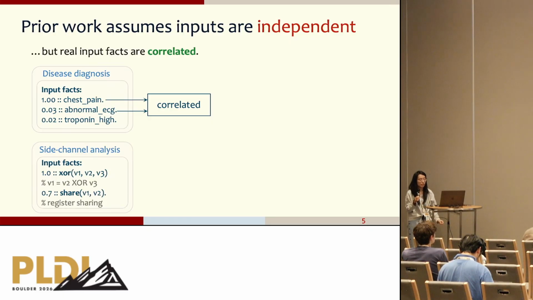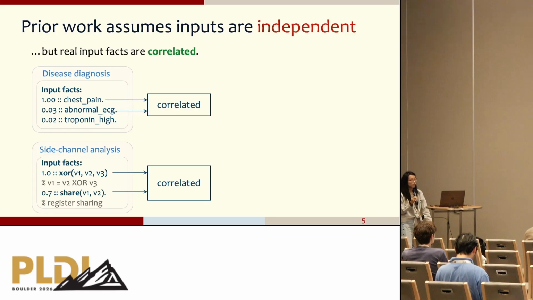And then there could be another case, using Datalog for side channel analysis. You might see two facts here. One for encoding program statements like the XOR operation. This one simply means V1 equals V2 XOR V3. And then you have a share relation saying that these two variables are sharing the same register. So that kind of information is also correlated. The reason is that the source operand V2 and the target operand V1 are highly likely to be placed in the same register according to the register allocation in the compiler's backend.